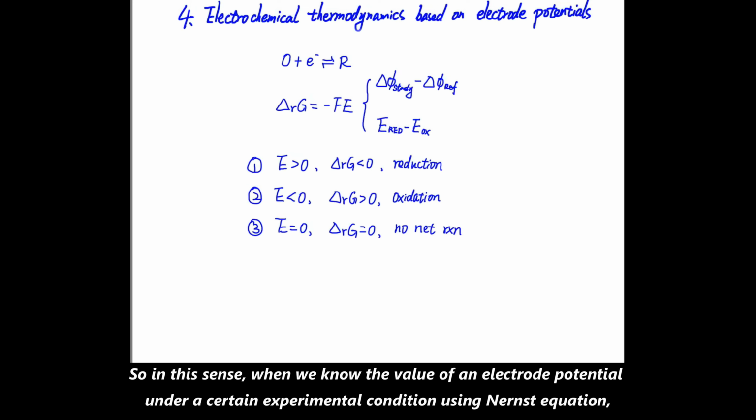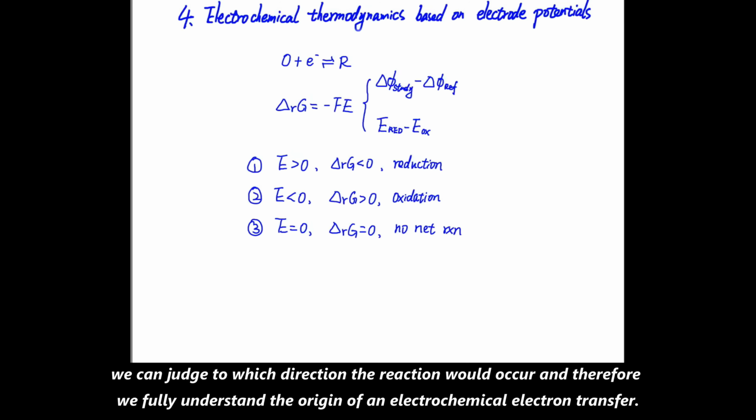So in this sense, when we know the values of the electrode potentials under a certain experimental condition using the Nernst equation, we can judge in which direction the reaction would occur, and therefore we fully understand the origin of an electrochemical electron transfer.